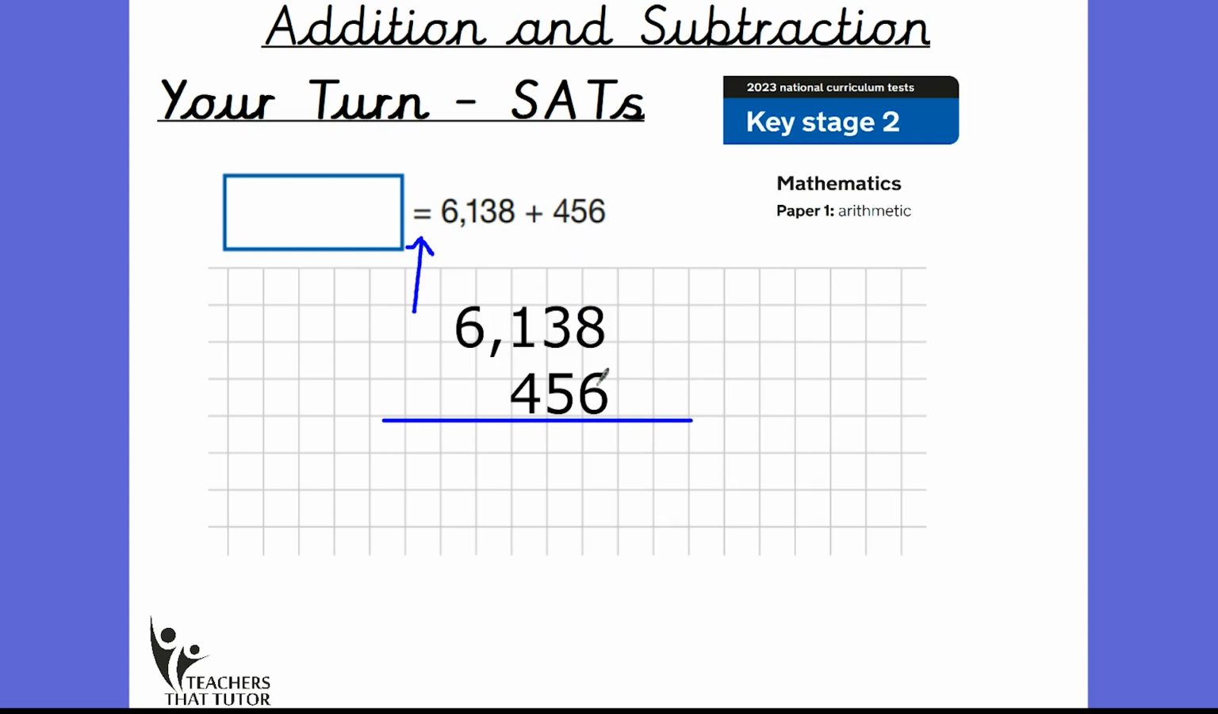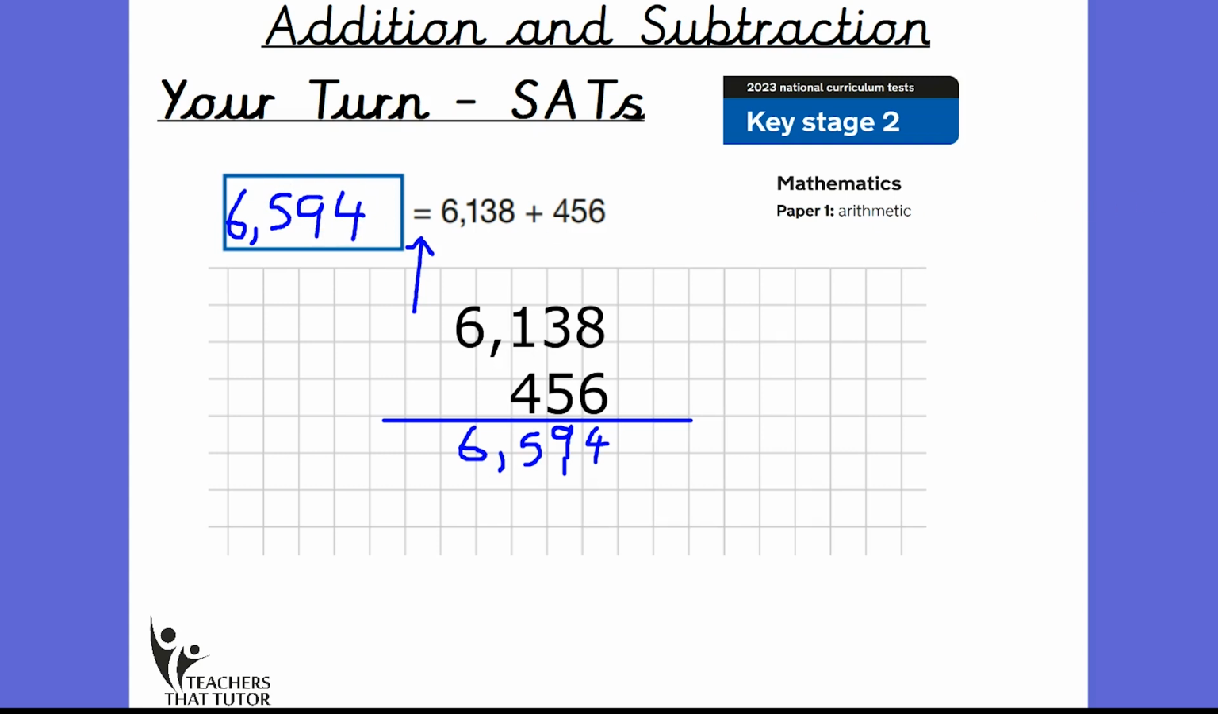8 add 6 is going to be 14, so we need to put the 4 down and carry the 1. 3 and 5 make 8, and 1 is 9. 1 and 4 make 5, and then we're just adding the 6. So putting our comma in, 6,594, and in the test the children must write the answer in that box, otherwise they may not get a mark.